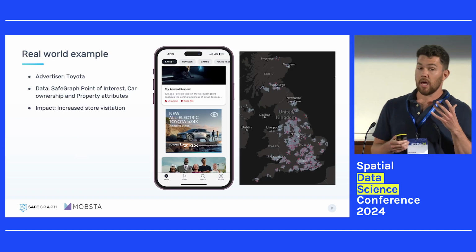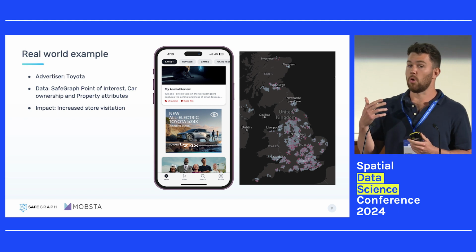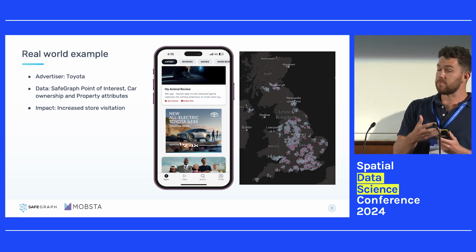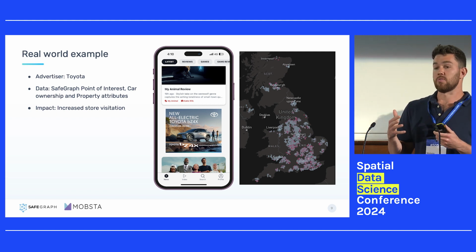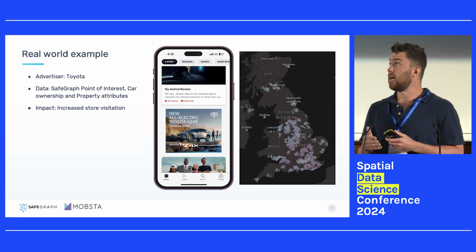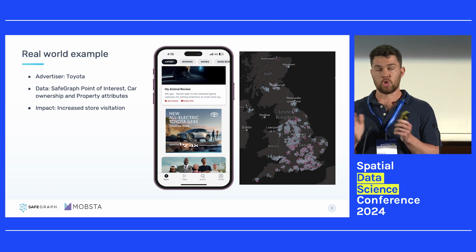So a quick one here from Toyota. We worked with Toyota when they were adding a new all-electric vehicle to their range, to identify where to target. So working with Safegraph points of interest data, we analysed areas that were in high proximity to those relevant dealerships. And then on top of that, we overlaid sort of a two-pronged approach.